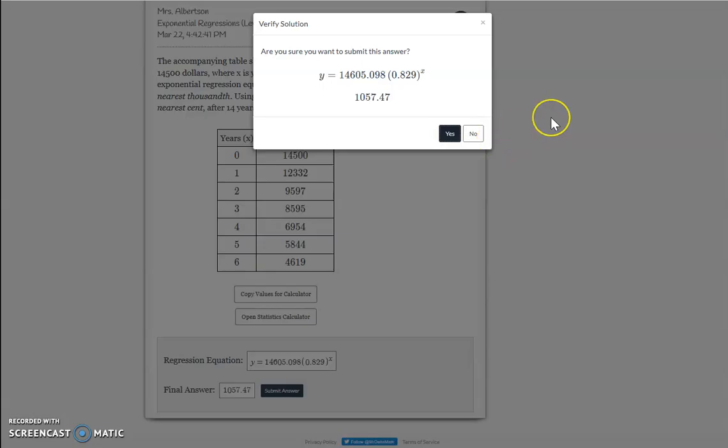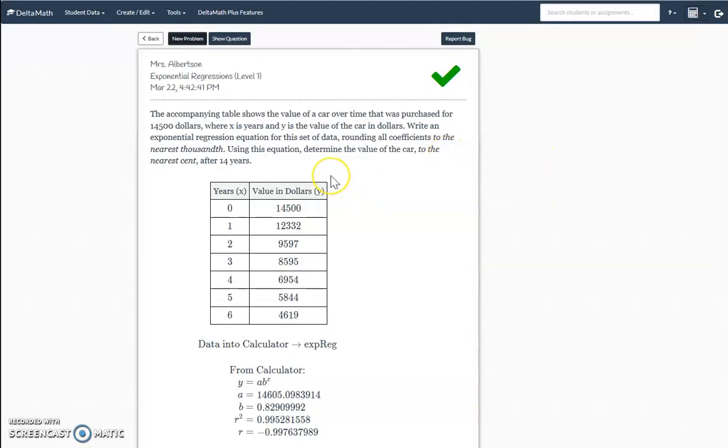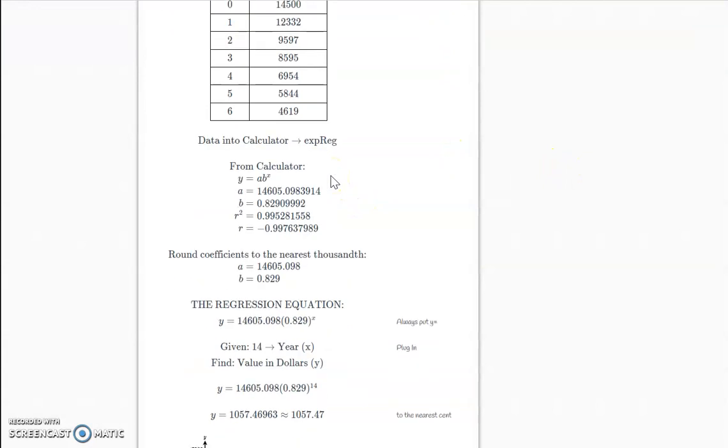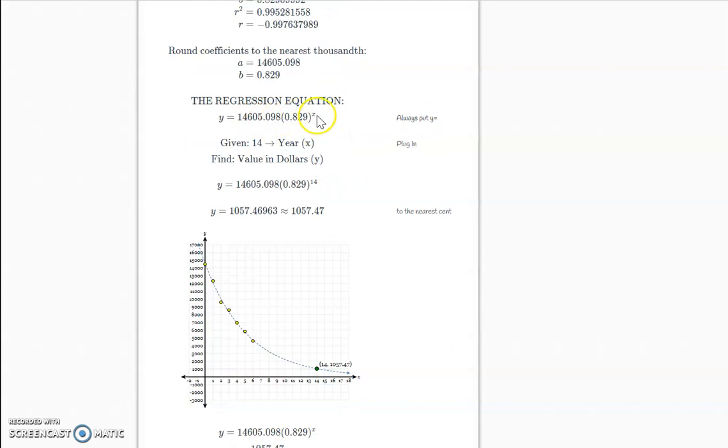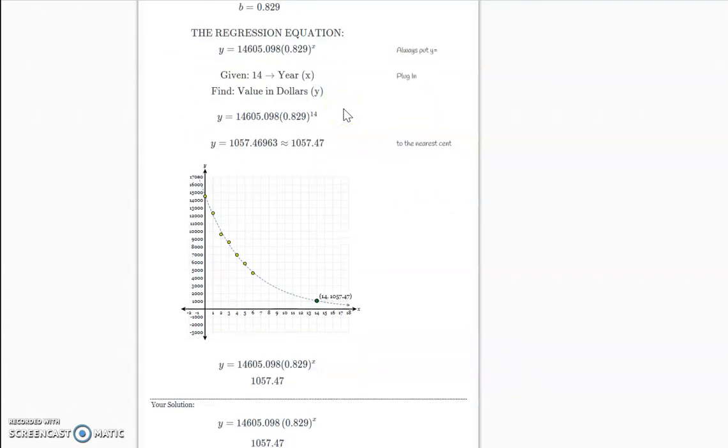All right, click submit. This gives me just a second to double check, make sure I didn't type anything wrong, because it is auto-corrected, and then let's say yes, and we got it right. So again, if you go down here, we can see there's where we did our rounding. Here's our equation, which we did correct. And then here's the value of the car that's decaying over time. And after 14 years, we can see its value is just over $1,000.